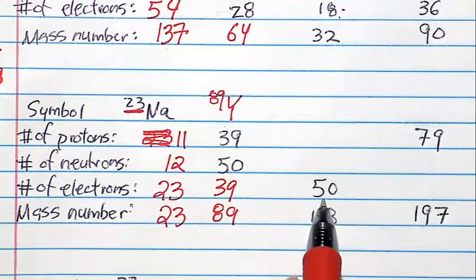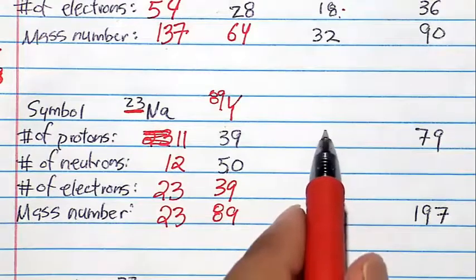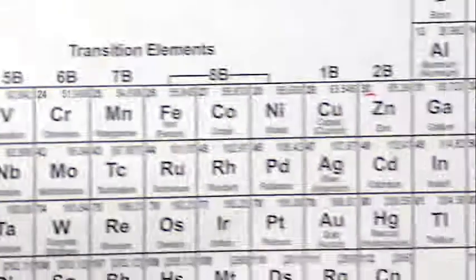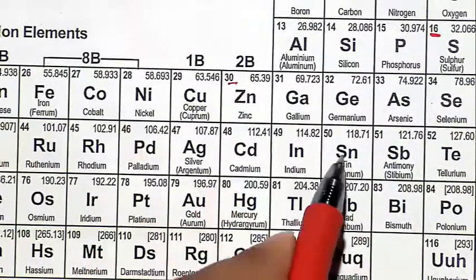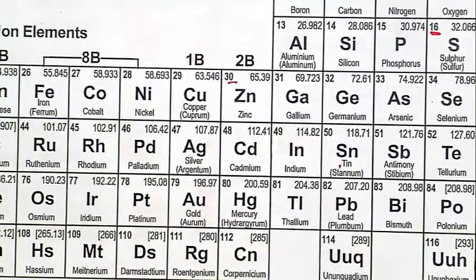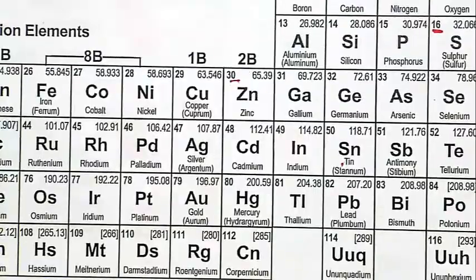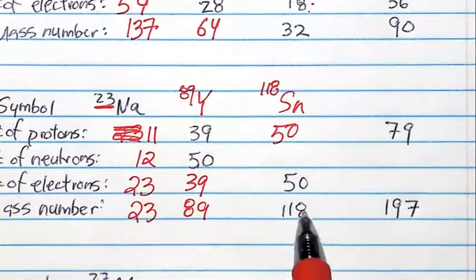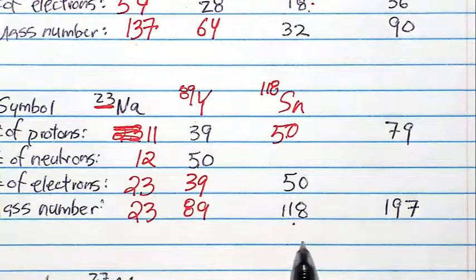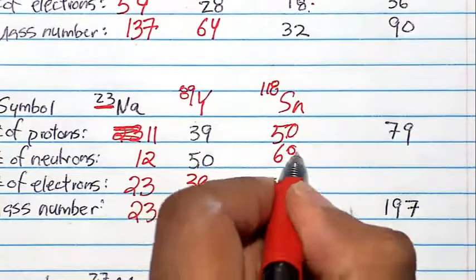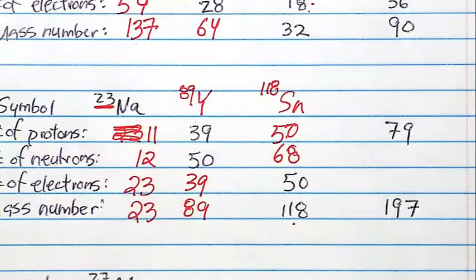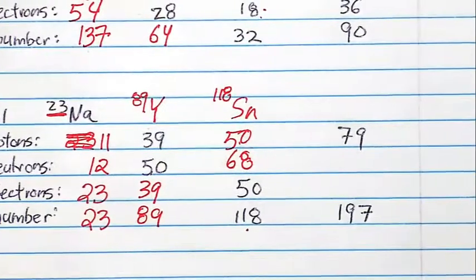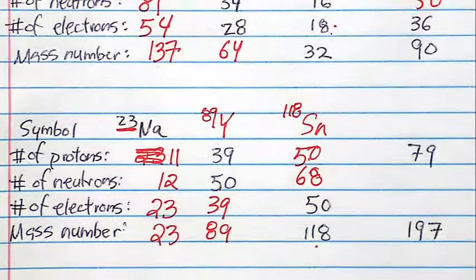If the number of electrons is 50 and this is a neutral species, then the number of protons will also be 50. And an element with 50 protons is tin, whose abbreviation is Sn. And 118, the number of neutrons here is going to be 118 minus 50, and that's going to be 68. So you can see that if you don't have ions, your work is substantially easier for neutral species.